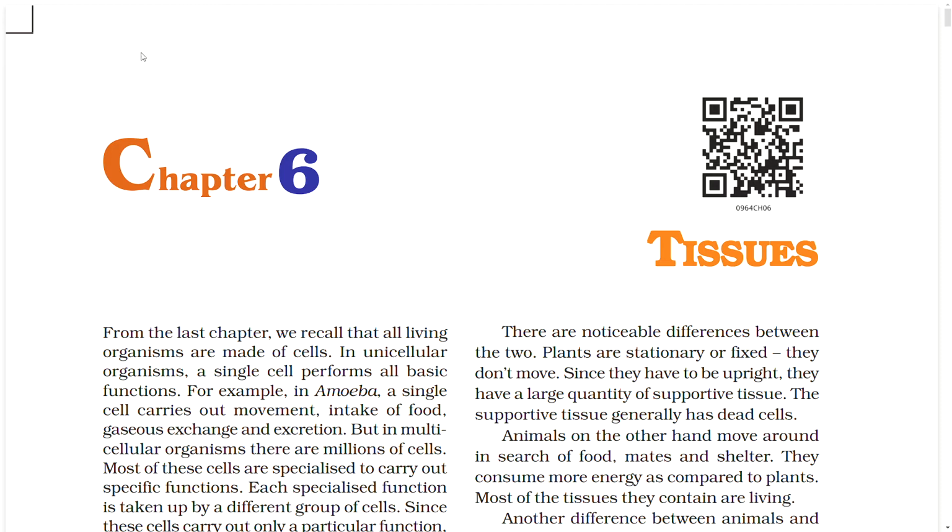Chapter 6, Tissues. From the last chapter, we recall that all living organisms are made of cells. In unicellular organisms, a single cell performs all basic functions. For example, in amoeba, a single cell carries out movement, intake of food, gaseous exchange, and excretion.